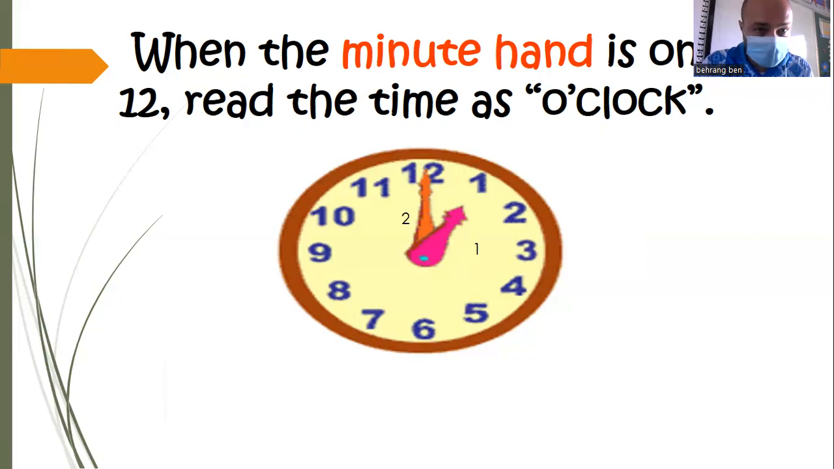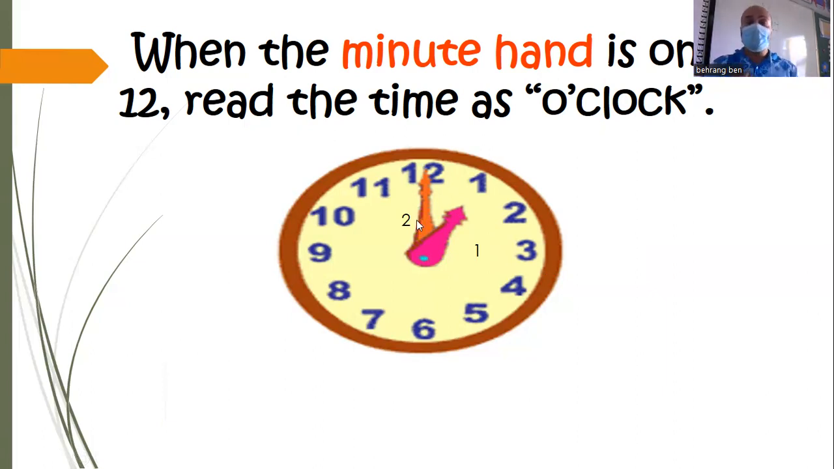See here. To read the time, you have to read first the hour hand, number 1. See, number 1 is the hour hand. Then you have to read the minute or long hand of the clock, number 2. See, I wrote the short hand, number 1, and the long hand, number 2.